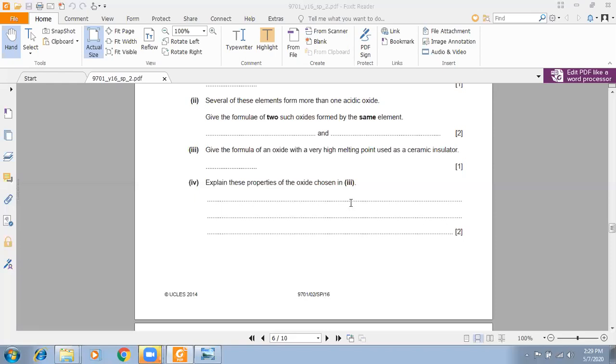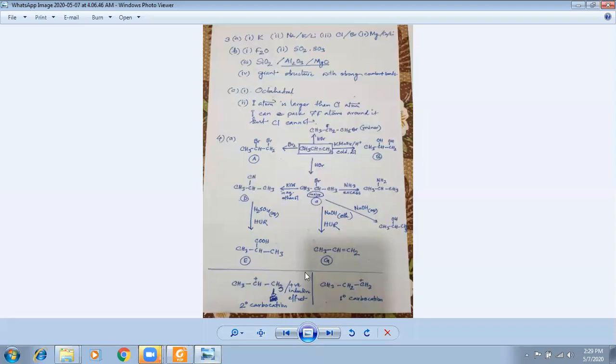So here, what reasons can we write? We can write that they have strong covalent bonds and giant structure. These are the properties of the chosen oxide. Let us see this one. I have written giant structure with strong covalent bonds. So these are the 2 points. One is giant structure, another is strong covalent bonds. So let's go to the next question.